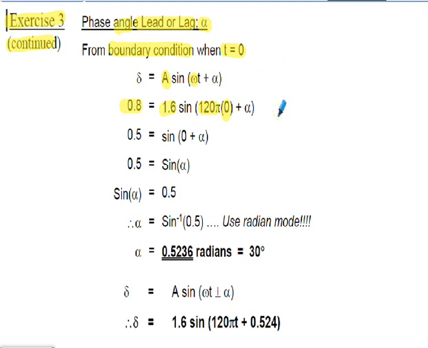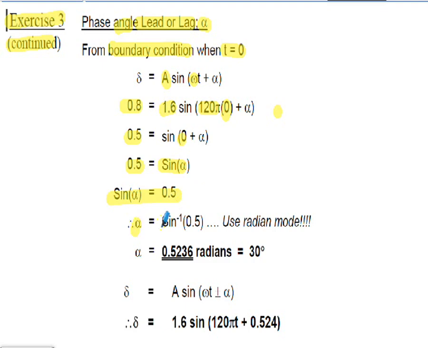So we've got all the values we need now to rearrange for alpha. Again, be careful with your transposition here. What I'm doing first of all is dividing both sides by 1.6 to get the 0.5 on the left hand side. Notice the 120 times pi times 0 is obviously 0. So that leaves me with the sine of alpha on the right hand side equal to 0.5 on the left. Just turn the equation around here.